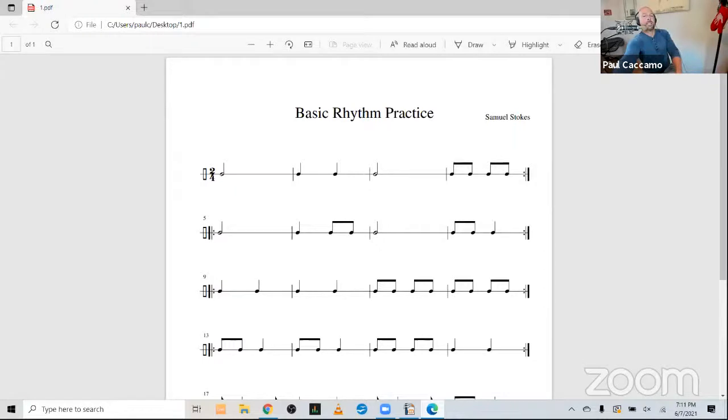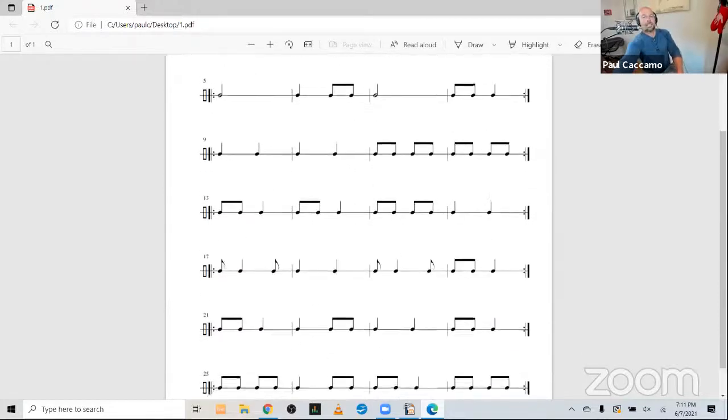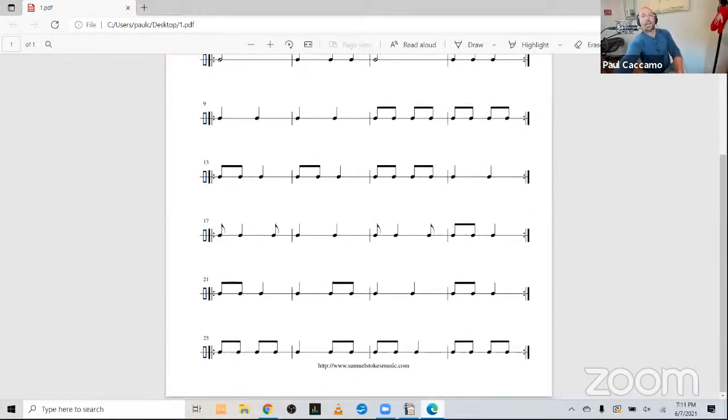Ta, ta, ta, ta, ta. Line 4, ta, ta, ta, ta.